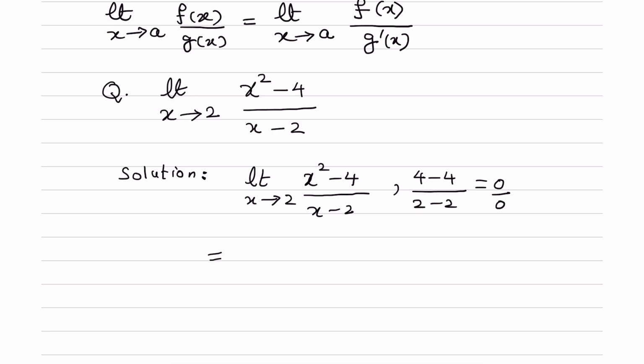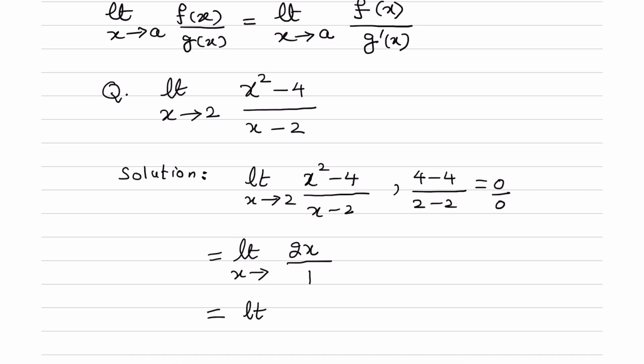What does the L'Hopital rule do? You write the limit part as it is. You calculate the derivative of numerator separately. What is the derivative of x square minus 4? It is 2x. Divided by derivative of denominator separately. Denominator is x minus 2, its derivative is 1. L'Hopital rule is applied now.